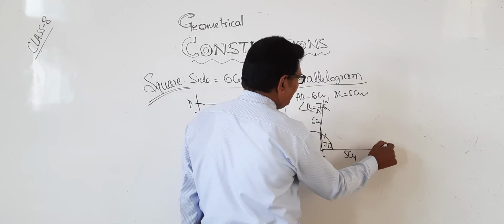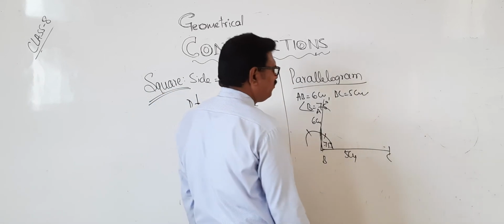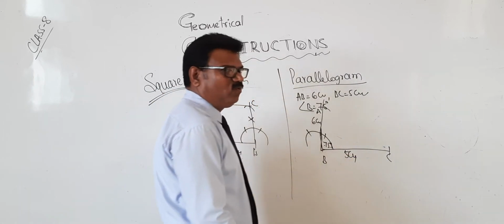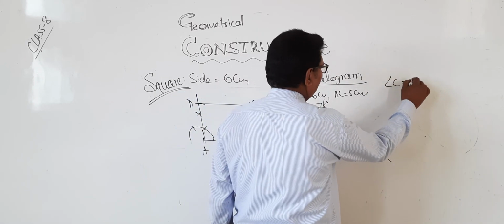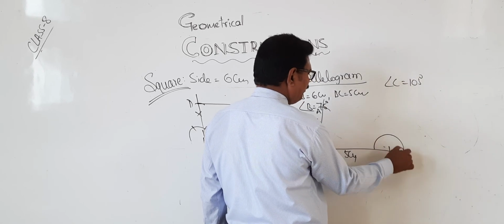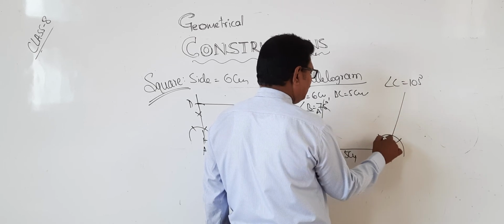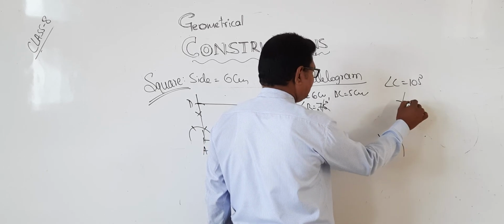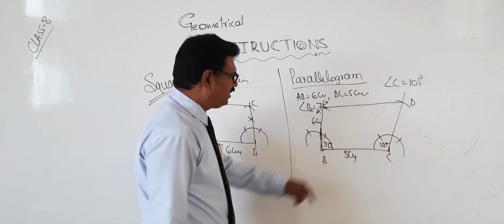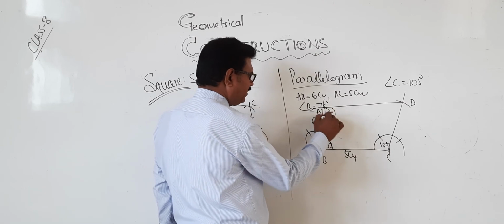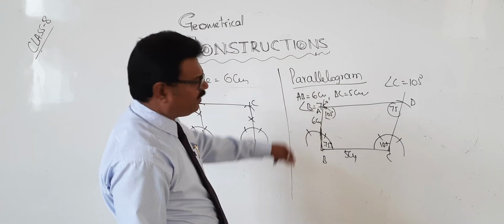Here 75 means what about this angle? Anyone? Yes, 105. Why? Sum of these two angles will be 180. 180 minus 75. Therefore, angle C will be automatically 105 degrees. From here to here it is 6 centimeters. It is D, over. That's all. It is 105 means this also 105. This is 75 means this also 75. Therefore, this is the required parallelogram.